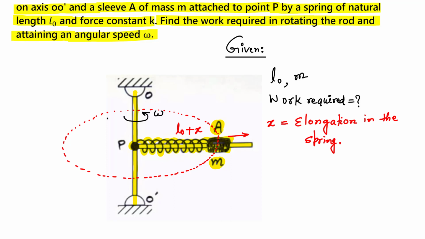Now you have to find the work done. How will you solve this problem? One hint: you can use the work energy theorem. And since this is a circular motion, you also have to use the circular motion equation, that is, force towards the center is equal to mass times acceleration towards the center. So let us pause this video and solve this problem. First you have to find x, and then you can find the work done.